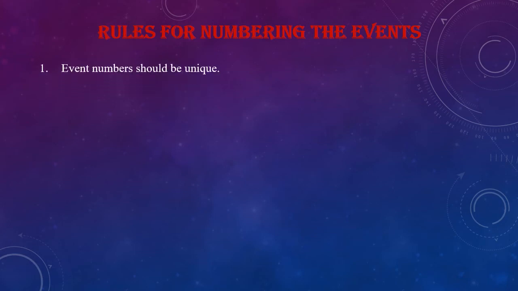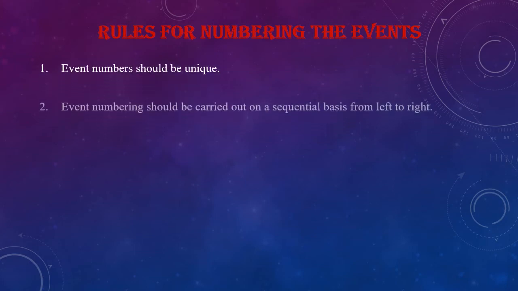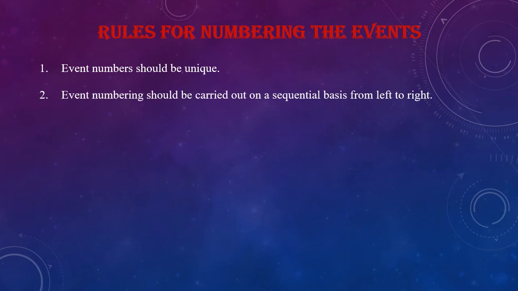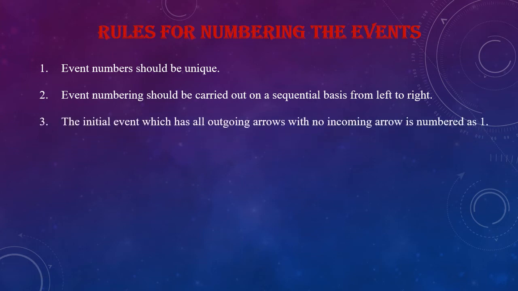The rules for numbering the events. First of all, event numbers should be unique. The event numbering should be carried out on a sequential basis from left to right. The initial event, which has all outgoing arrows and no incoming arrows, is numbered as 1.